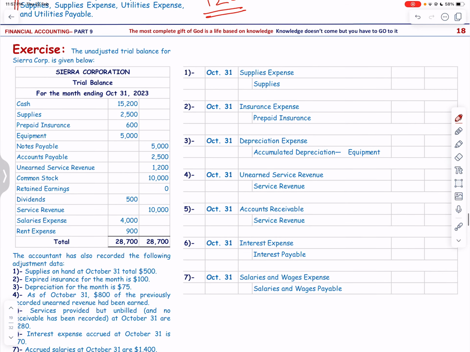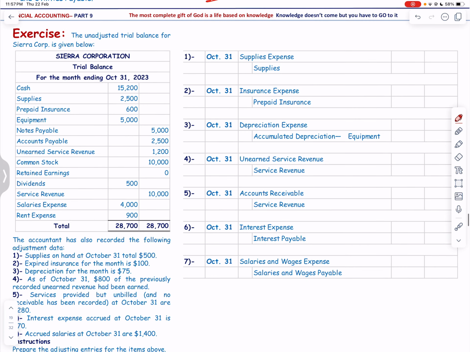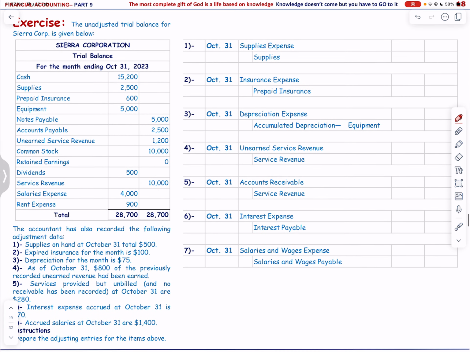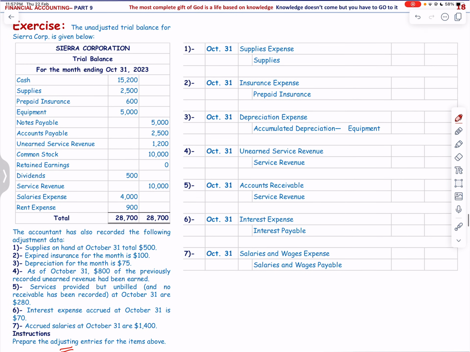The unadjusted trial balance for Sarah is given below. We have a set of accounts over here, and we have to prepare the adjusting entries for the above items. So first of all, supplies on hand is 500. Now supplies, you can see, is 2500. 2500 minus 500, it means equal to 2000. So supplies expense is debit by 2000 and supplies is credit by 2000.